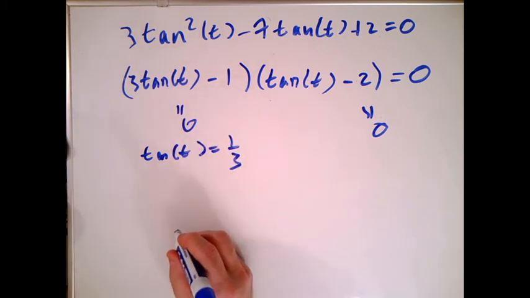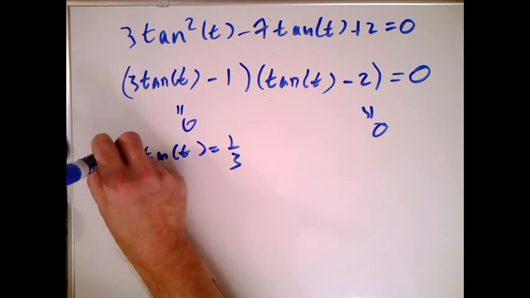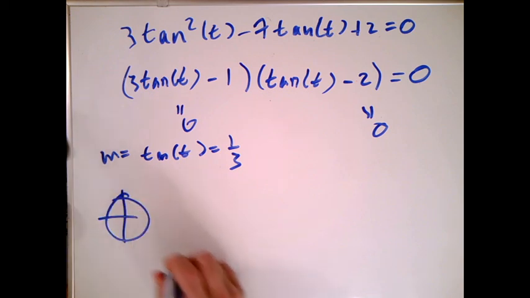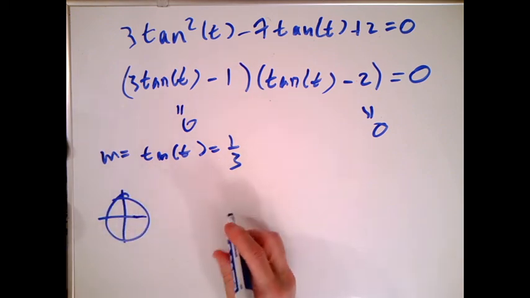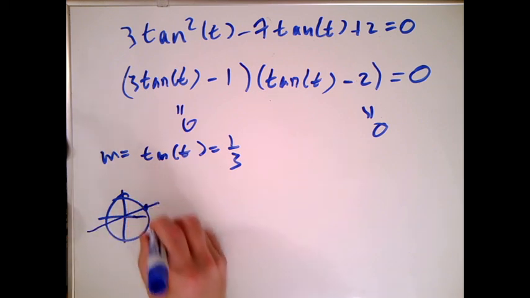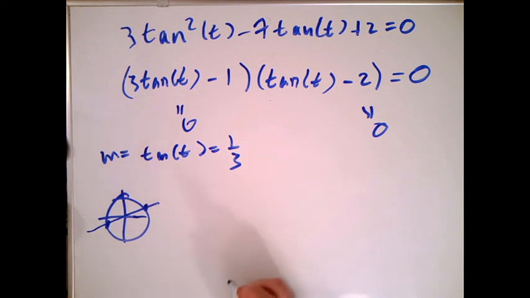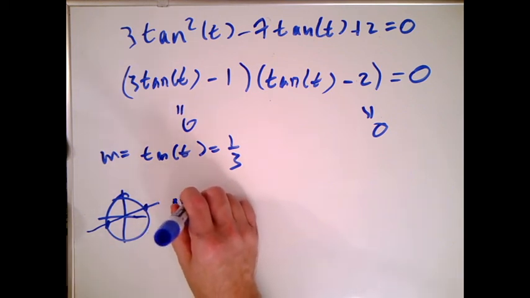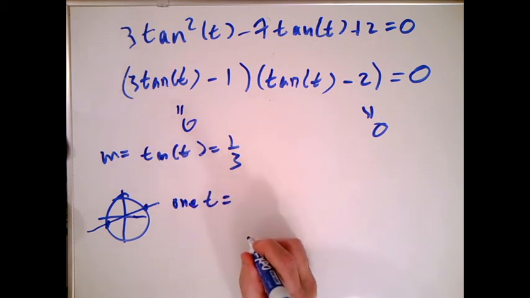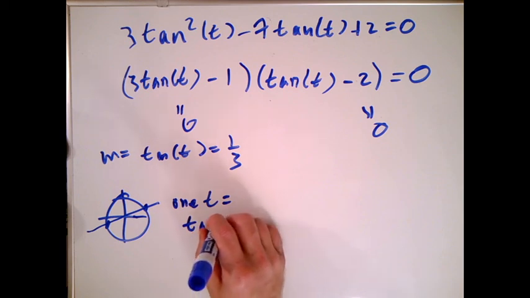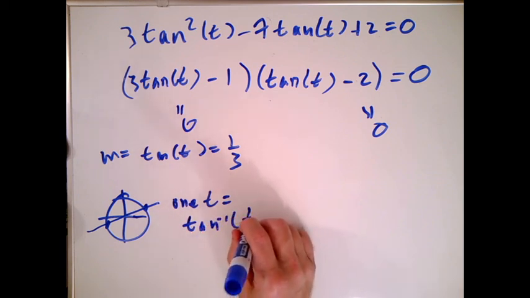Let's just finish this the way we would before. Remember, tangent is slope. So just so we have some intuition, we want to draw a circle and a line through the origin whose slope is 1/3. It goes up pretty slowly, so I get something like that. And then we need that value and that value. We can get t by using inverse tangent, so t is inverse tangent of 1/3.